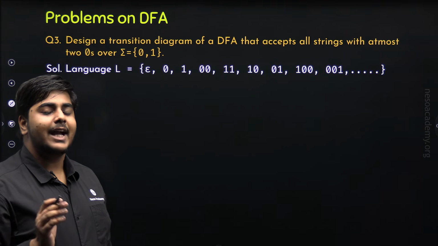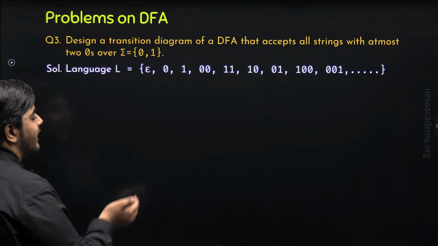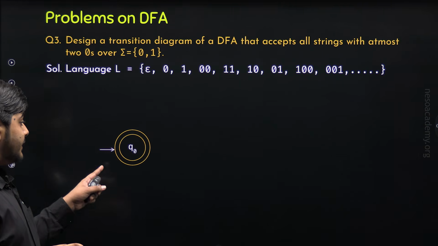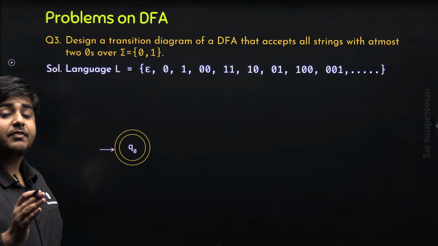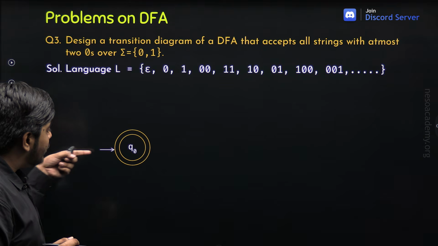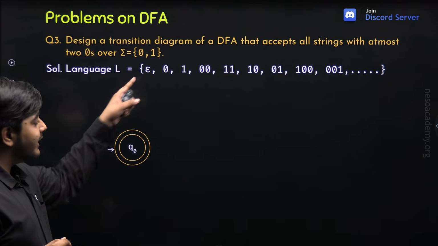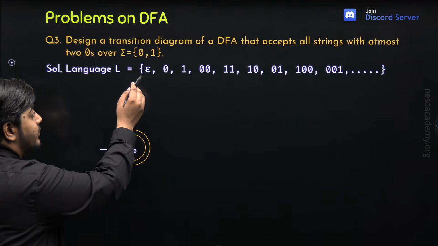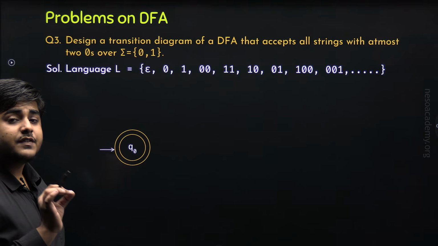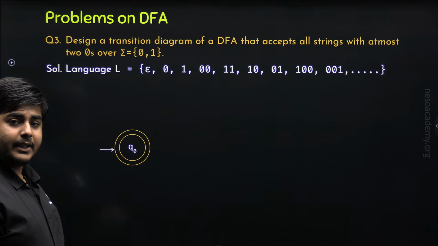Now we will simply design a DFA for these valid strings. First of all, we'll have our initial state, that is Q0. And in this case, you can see the initial state is the final state itself. Why? Because if there is no symbol, that will also be accepted. I have just told you in the empty string that empty string has no symbols, neither 0 nor 1. So number of zeros is equal to 0. That is less than 2. So it will be accepted.